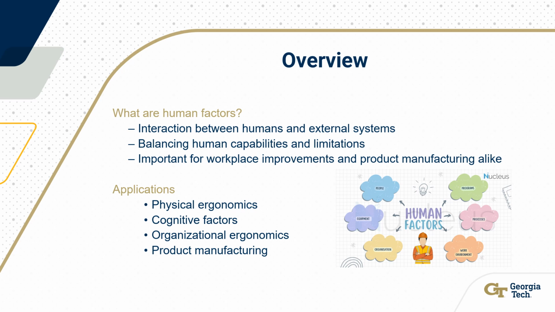Its main applications include physical ergonomics, such as workplace design, tools, and equipment used; cognitive factors, which handles mental processes like perception, attention, memory, and decision making; and on a broader scale, organizational ergonomics, such as workplace communication or team interaction. It also has to do a lot with product manufacturing, which we'll get into in a bit.